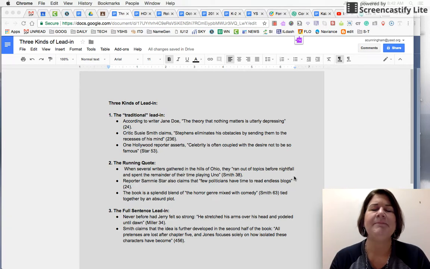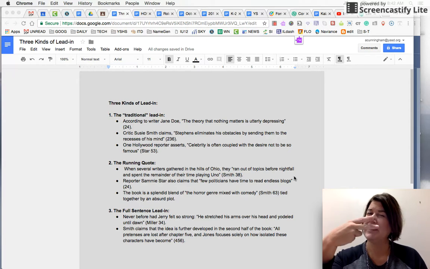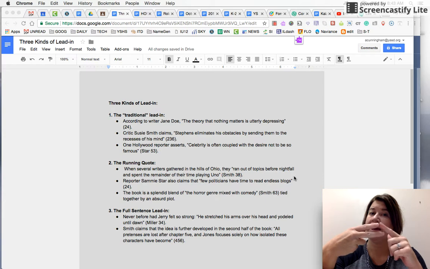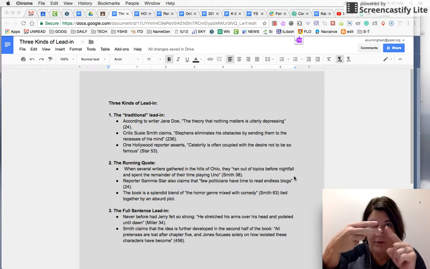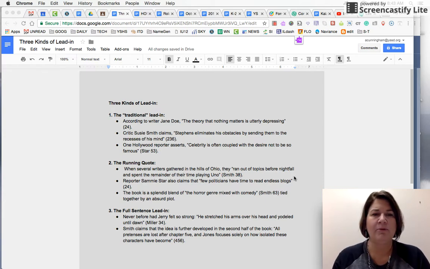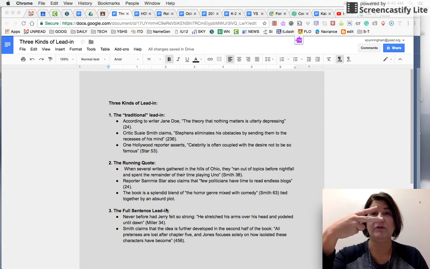Full sentence lead-ins. If you want to, you can write a full sentence and then you can kind of point to the rest of the sentence. Do you see this? This is the mark of punctuation that we call a colon, 2 dots, okay? So look at that number 3 sentence there, the full sentence lead-in. Never before had Jerry felt so strong. He stretched his arms over his head and yodeled until dawn.